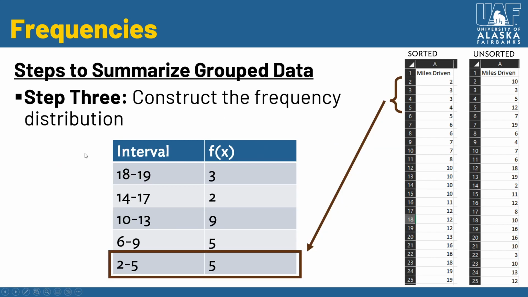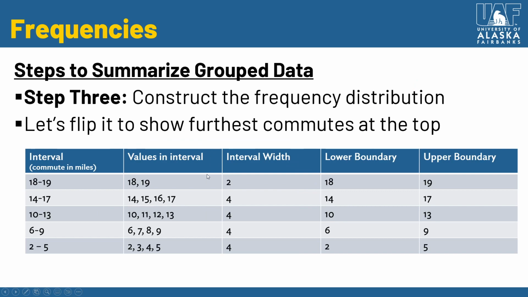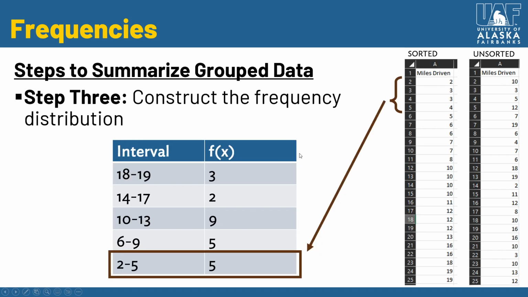Okay, so we've got that. And to just explain this again one more time, here we have our boundaries, right? So now we need to add the frequencies to that distribution within the boundaries or within the intervals. And so we can see here, 2 to 5, there were 5 people who commuted between 2 and 5 miles, right? And so we can even count that if we wanted to.